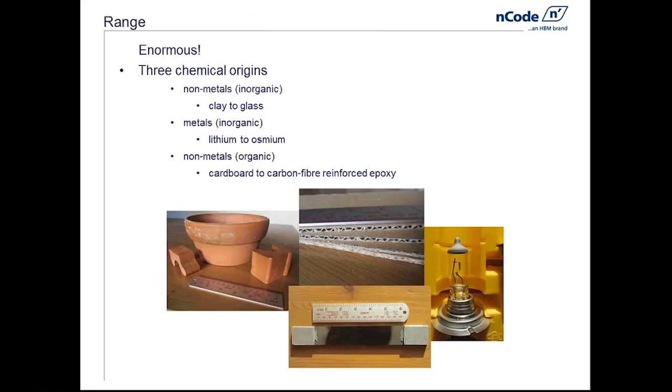So what range of materials do we have when we're considering selecting something for a component or whatever? It is quite enormous, and I sum it up in these little pictures, from clay on the left to glass on the right, from lithium to osmium on the metallics, the non-metals, the organic ones, from cardboard to carbon fiber reinforced epoxy. And in fact, you can see examples of aluminum and tungsten in this picture. Certainly the cardboard and the carbon fiber, and certainly some baked off clay.